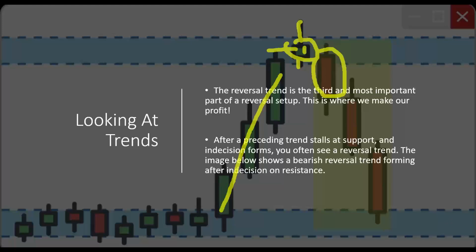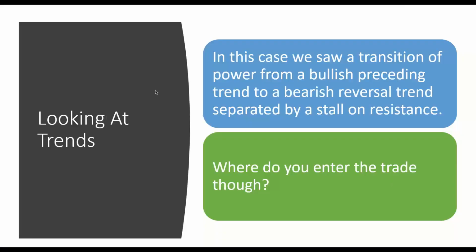Now remember, we're not saying that the price trend, the overall movement of price, is about to reverse. We're not saying if price has been in a longer term uptrend for the last 2 days, that that uptrend is over. We're looking at a very small time frame, the next 4 candles, the next 3 candles. We're just looking to make profit on this short-term trade. So in this case, we saw the transition of power from a bullish preceding trend to a bearish reversal trend separated by a stall at resistance.